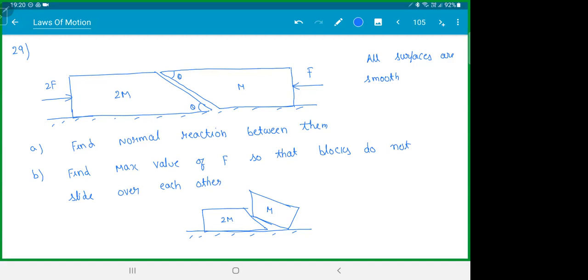First thing, find the normal reaction, assuming they're not sliding. Second case, if they're going to slide, find the maximum value of F. Try, you've got 3 minutes.